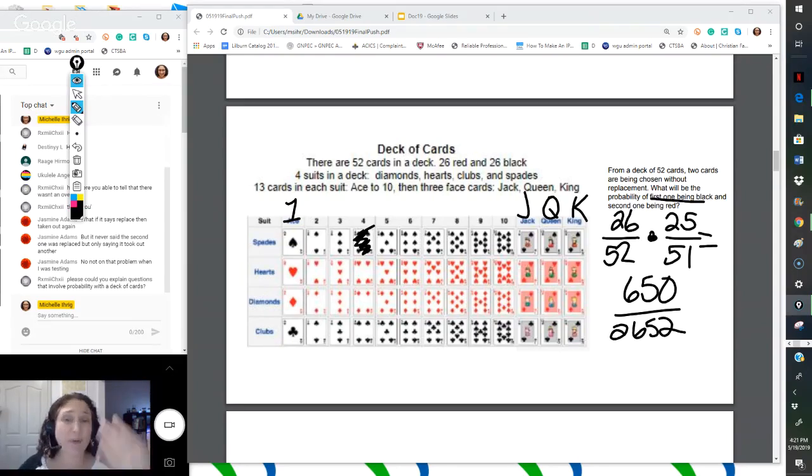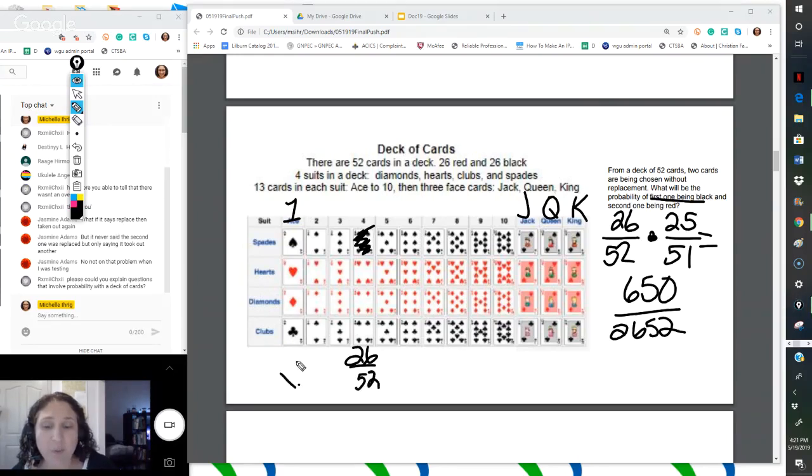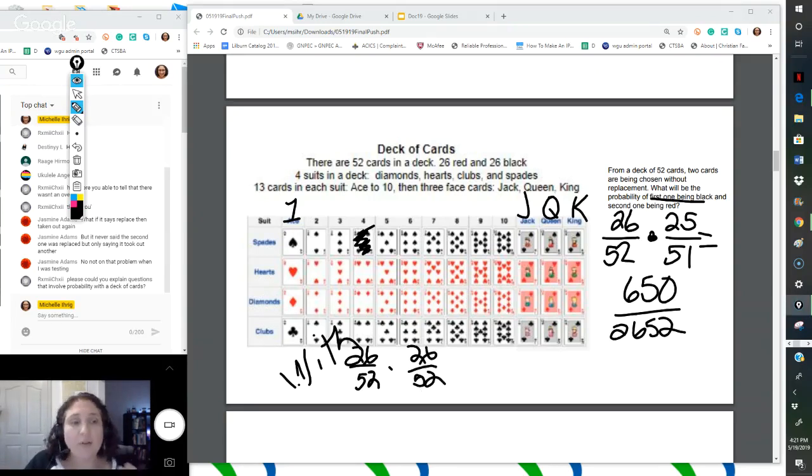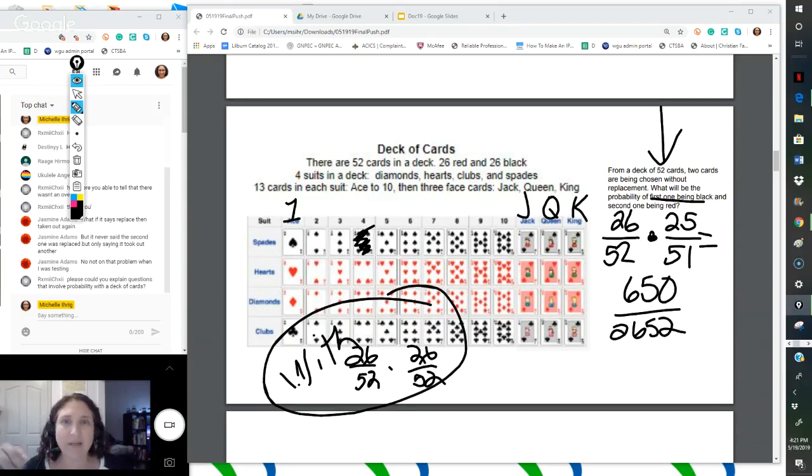If it said with replacement, then I would go back to 26 over 52 times 26 over 52 and go from there. So the main thing is, in this case, it's dependent because I'm holding a card. This case would be independent because I would put it back. And when something's dependent, it changes your denominator and your numerator.